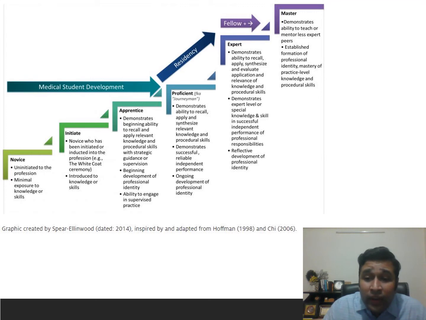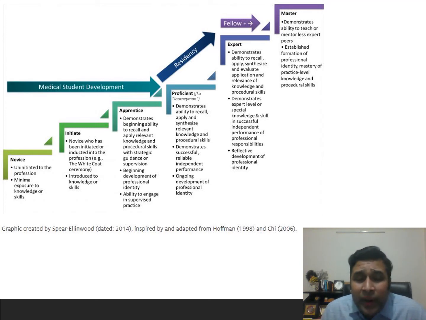Then only he will develop the kind of endurance that is required, and a lot of other things that are required. So that is why it's very important for the person to get inducted into the profession and introduced to the knowledge or skills that are required for this. So that is the initiation phase.